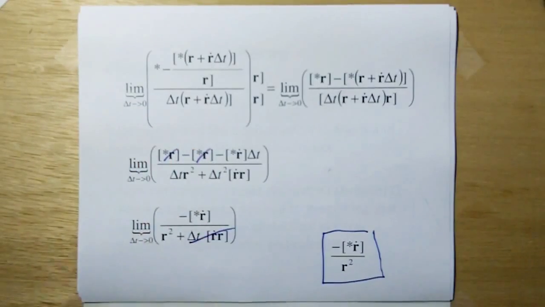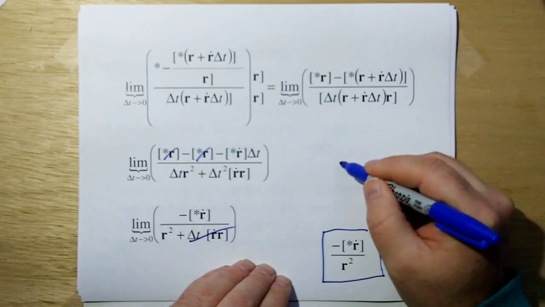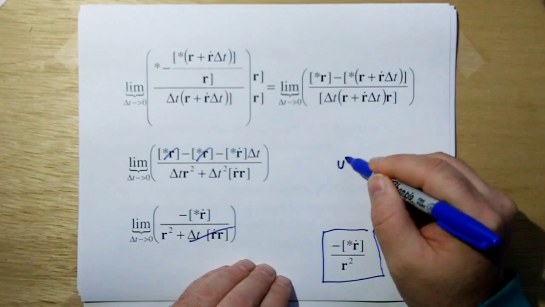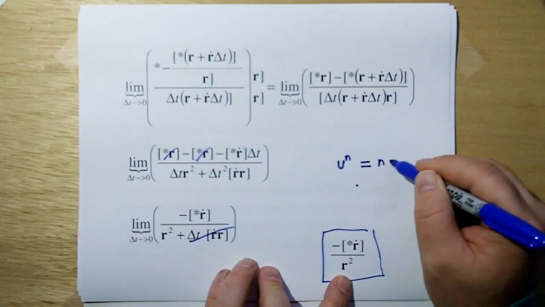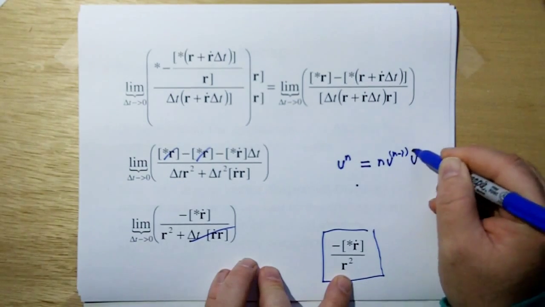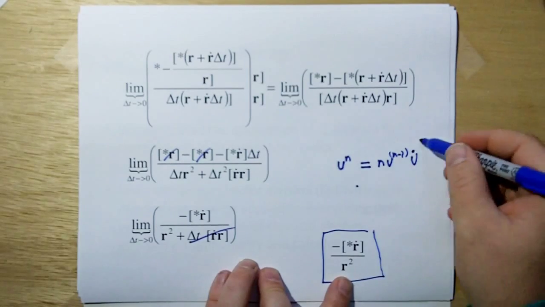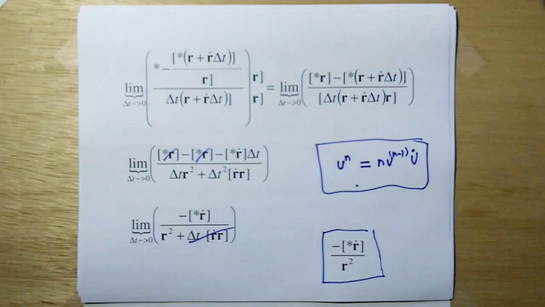And this is good because when you look at your standard calculus tables, they say that if you have a function of time of the value u to the n, the derivative of this is n times u to the n minus 1 times the derivative of u, which is exactly what this works out to be. That's from your standard calculus derivative tables.